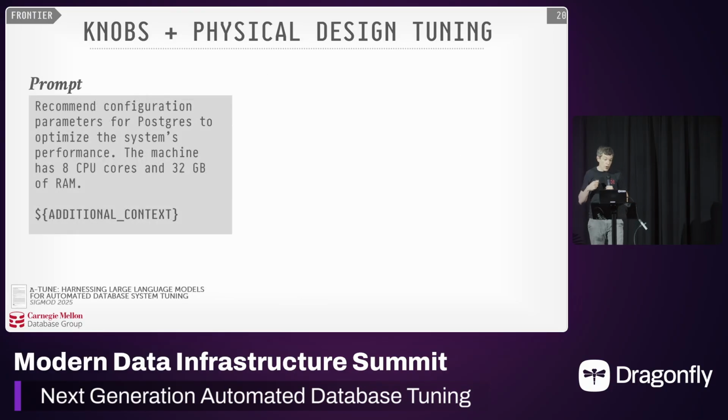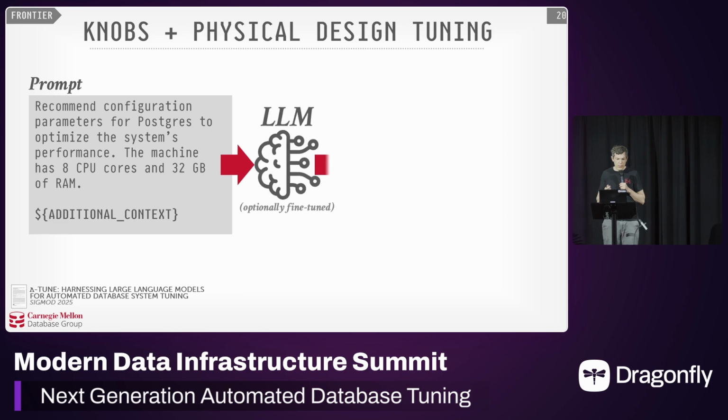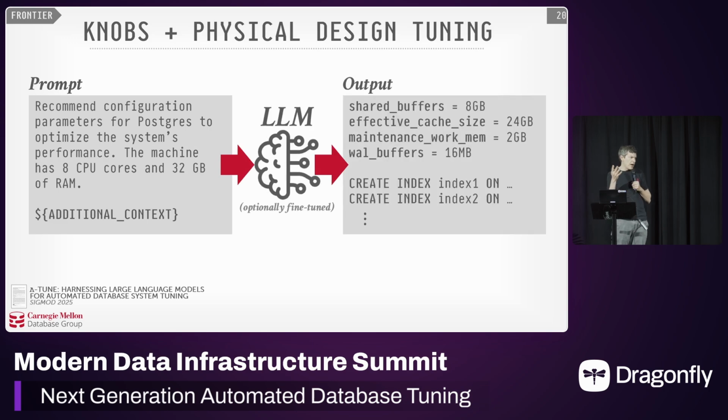So this is not my own work. This is actually work done by Immanuel Trummer at Cornell. He's somebody who's been at the leading edge in this space. They have a paper in SIGMOD this year, which is the top database conference. It basically shows that you can generate a prompt about, hey, I want to tune my database, and then you feed that into an LLM. You could fine-tune it if you want, but I don't think they did. And then it'll spit out some recommendations that you could then apply. It's basically plain text that you could then apply to the system to optimize it.